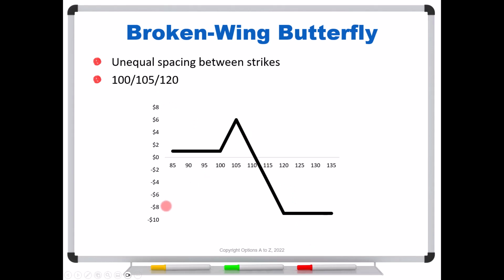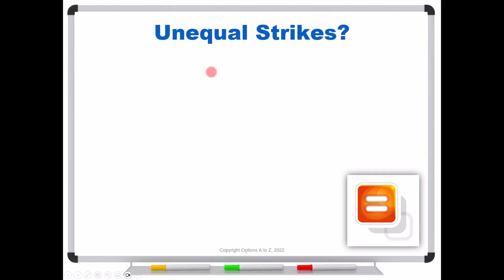Now, of course, we could put the break on the left as well. This is just to give you the idea of what a broken wing butterfly is. Now, if we have unequal strikes, we did a video not too long ago talking about the maximum value for that center strike. And this is another calculation you will typically do for broken wings. It can help you to figure out which strikes are relatively cheap and relatively expensive.